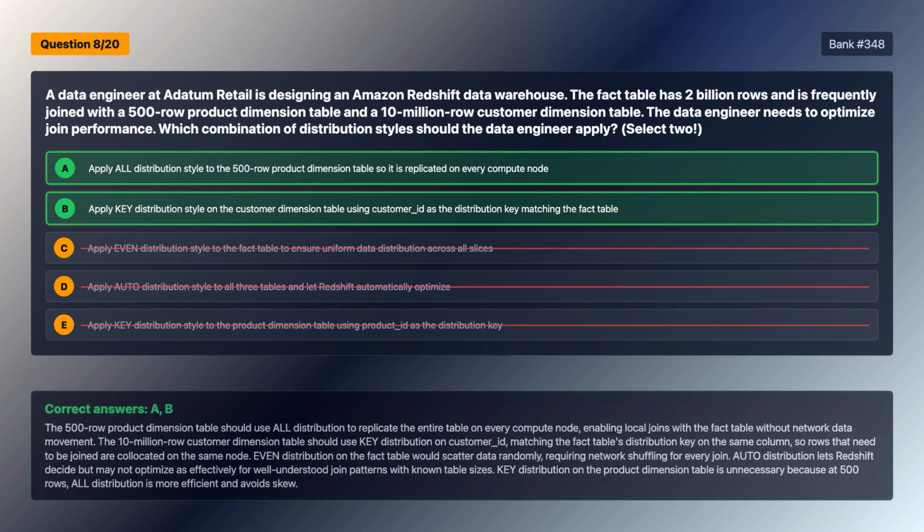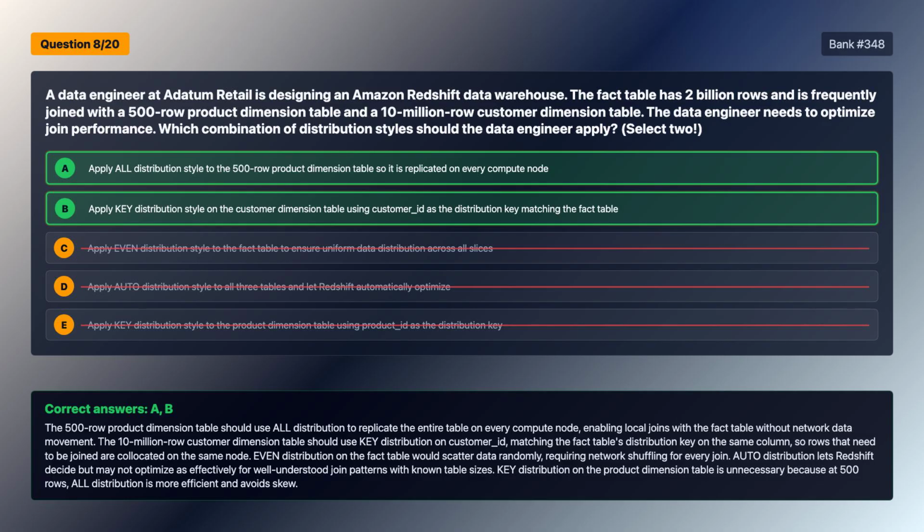The correct answers are option A and option B. The 500-row product dimension table should use ALL distribution to replicate the entire table on every compute node, enabling local joins with the fact table without network data movement. The 10 million row customer dimension table should use KEY distribution on customer ID, matching the fact table's distribution key on the same column, so rows that need to be joined are collocated on the same node.